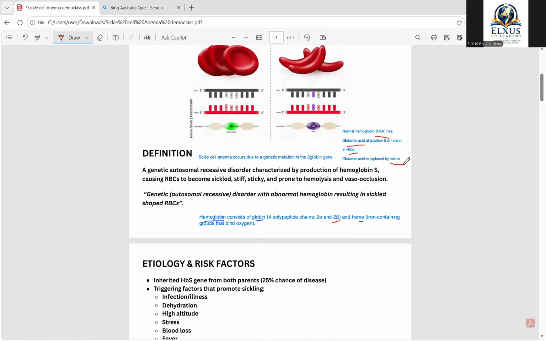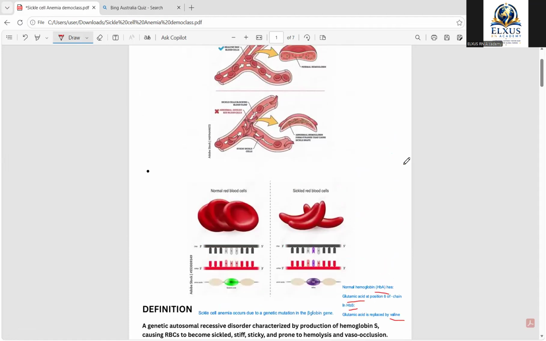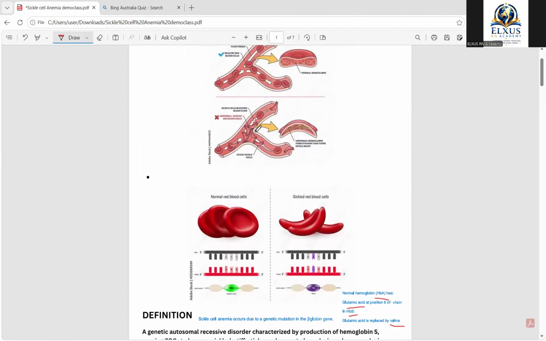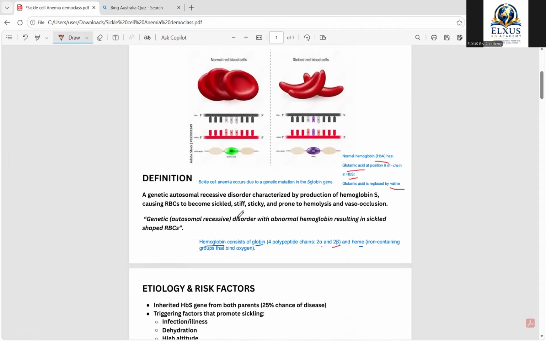Okay, usually what happens is, in the picture itself we can show that this hemoglobin S, or sickled hemoglobin, will obstruct the blood flow. Okay, and it can lead to vaso-occlusive crisis. That means it can lead to occlusion of the blood flow. And this sickled hemoglobin will make the blood sticky. That means the consistency of the blood will become sticky. Okay, because blood is not flowing normally.